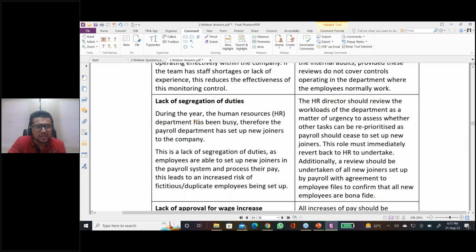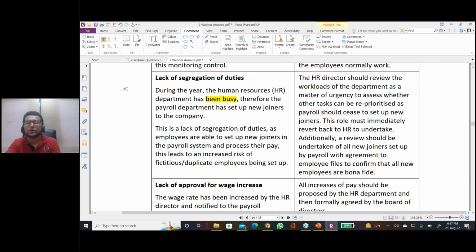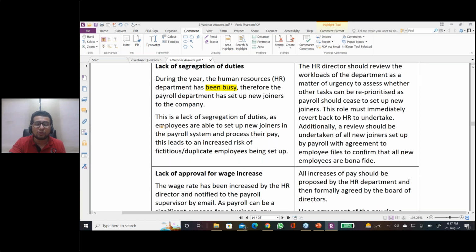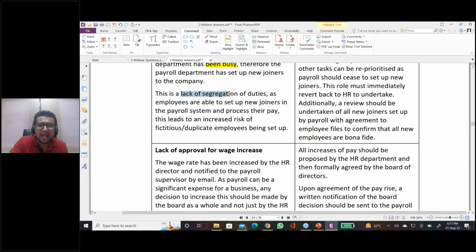During the year, the human resource department has been busy. Therefore, the payroll department has set up new joiners to the company. So this is going to give you half mark, and you will copy it from the question. Now you have to explain. This is a lack of segregation of duty, and there is a possibility that fictitious or duplicate employees being set up and paid by the payroll department because they are on their own. Is this clear?